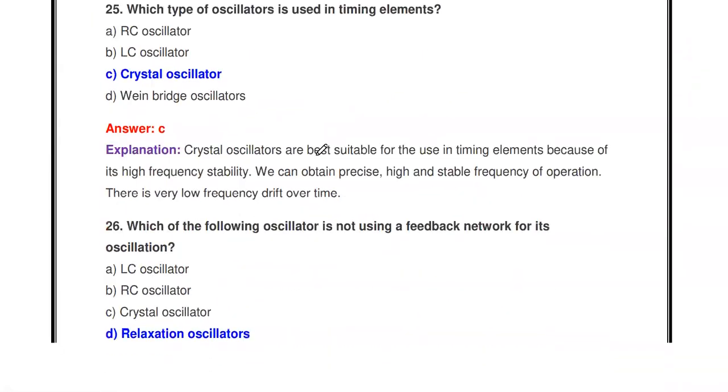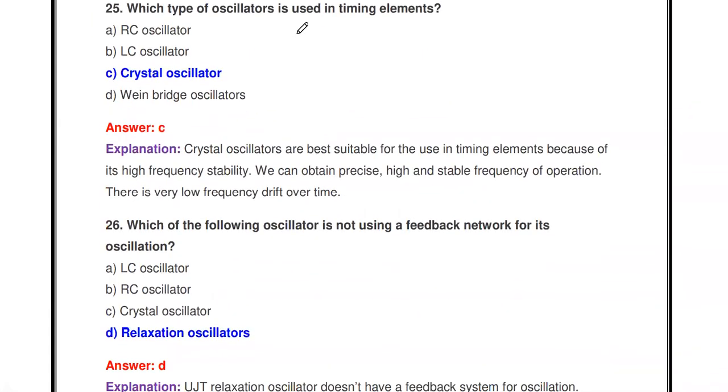The next one, which type of oscillator is used as a timing element? In timing elements, we are using the crystal oscillator. So that's why the crystal oscillator is used to design wrist watches. In wrist watches, we are using the oscillator. It is called a crystal oscillator.